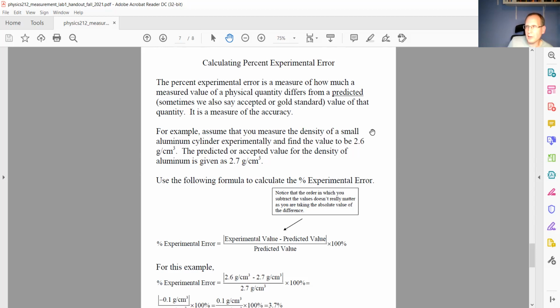Let's say one of the things you're going to be doing in the first lab is measuring the density of this small aluminum cylinder. Let's say that you did the experiment and you found that your experimental value for the density was 2.6 grams per centimeters cubed. Then you look this up on the internet or in a handbook, and you find that the accepted value, or predicted or gold standard, I use all those words interchangeably, for the density of aluminum is 2.7 grams per centimeters cubed. So now we want to compare your experimental value to the gold standard. How do you do that? That's when you compute this percent experimental error.